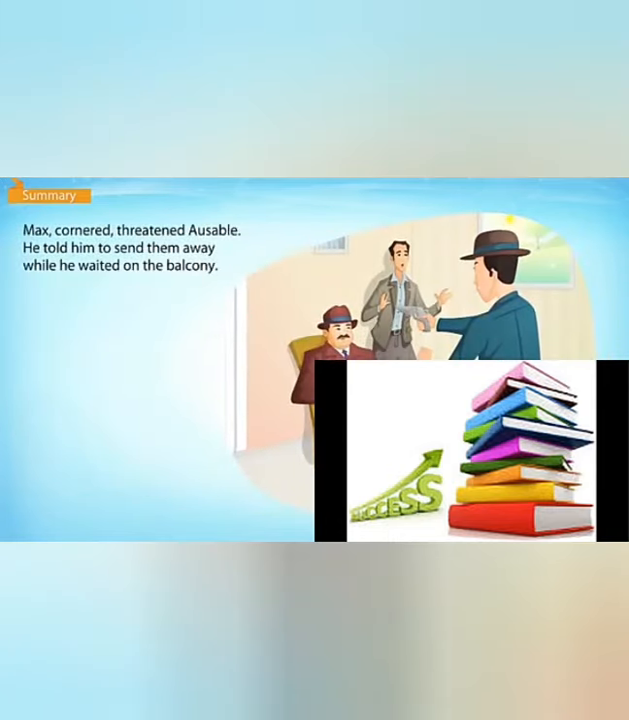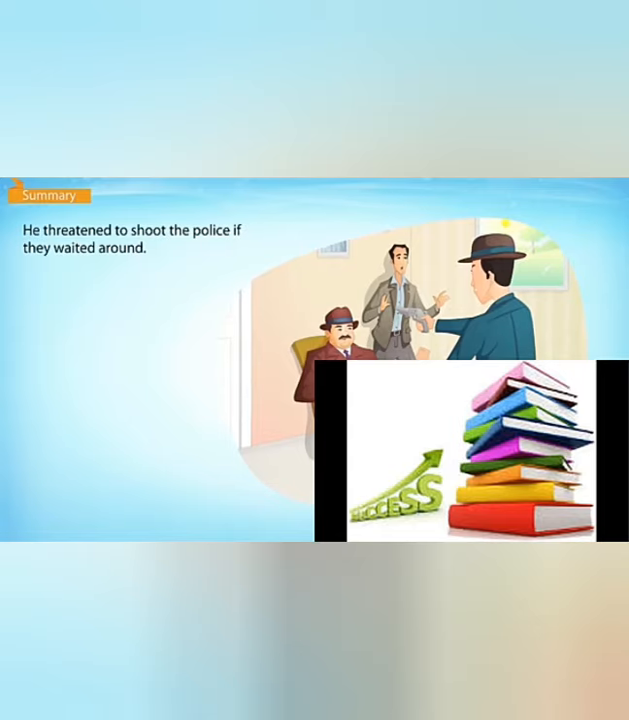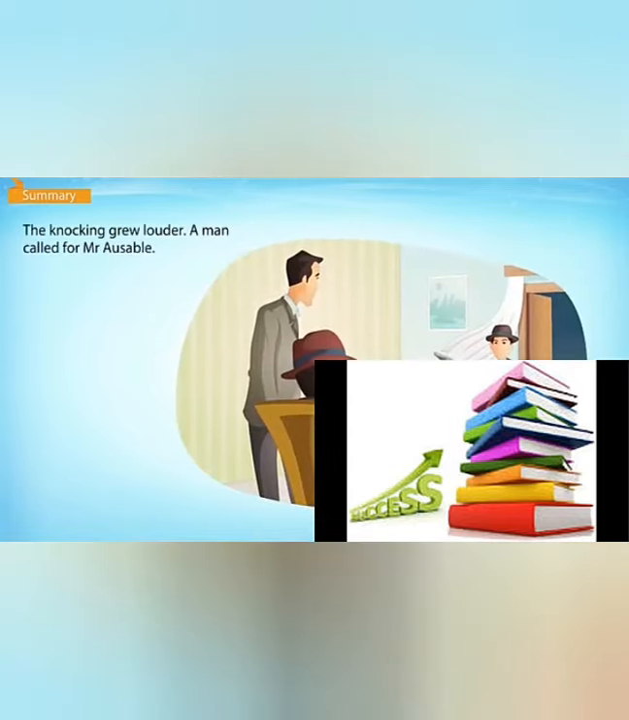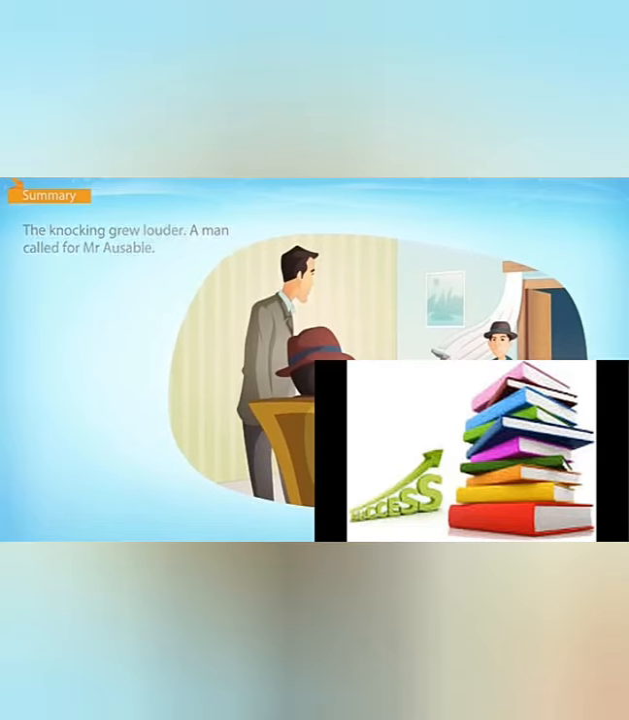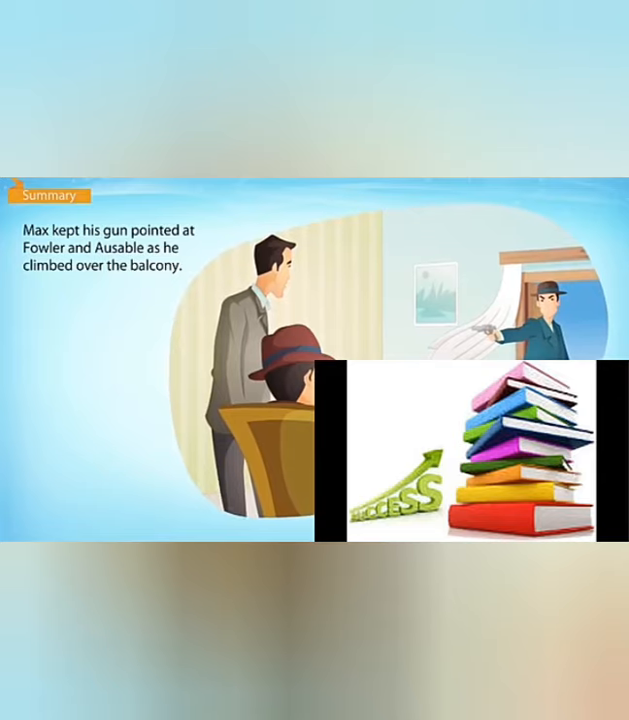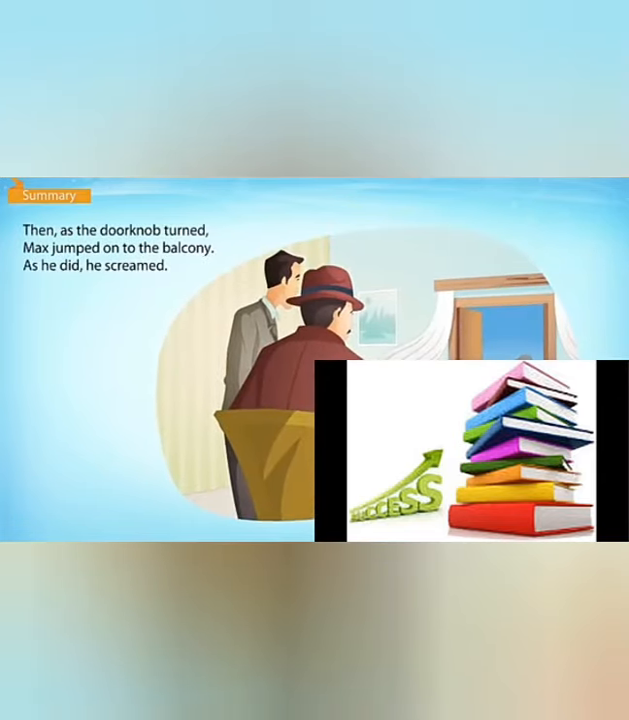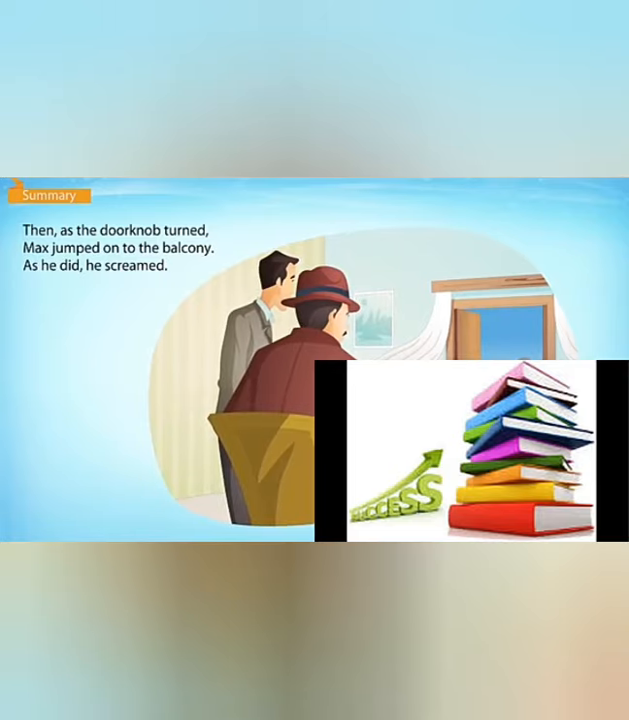Max, cornered, threatened Ausable. He told him to send them away while he waited on the balcony. He threatened to shoot the police if they waited around. The knocking grew louder. A man called for Mr. Ausable. Max kept his gun pointed at Fowler and Ausable as he climbed over the balcony. Then, as the doorknob turned, Max jumped onto the balcony. As he did, he screamed.